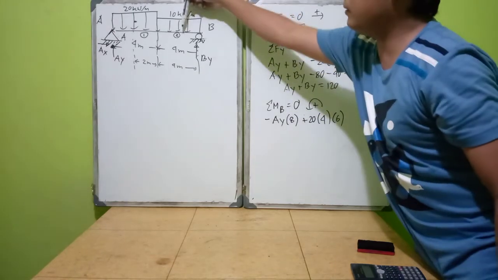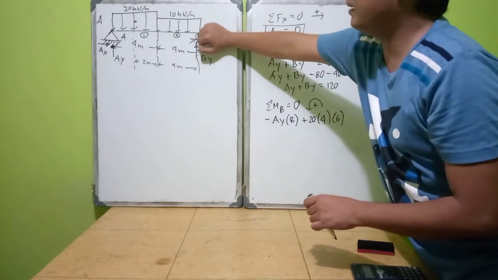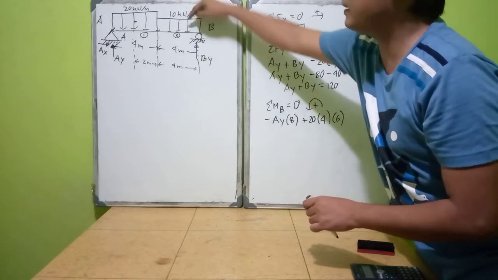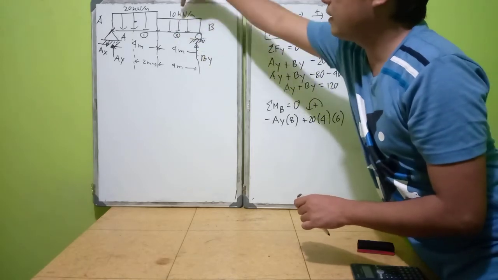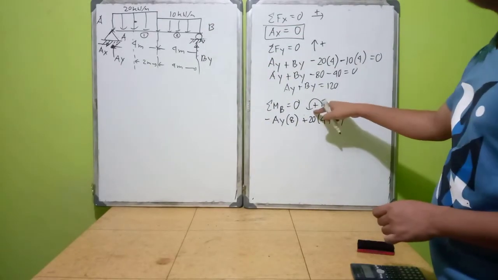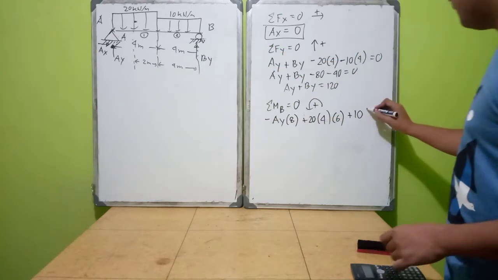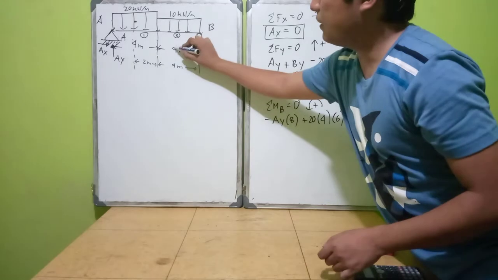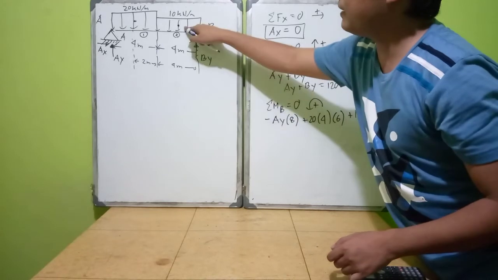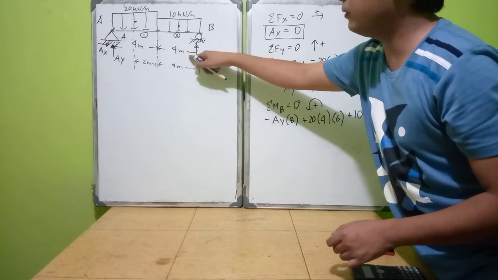And then again, this 10 kilonewton load will tend to rotate the body relative to B, taking B as the fulcrum or steady point, counterclockwise. So this is positive since we assume that counterclockwise is positive. So 10 times the length, which is 4, times its centroid. The centroid of the 10 kilonewton load is here. Since this is a rectangle, it is half of its length, which is 2 meters.